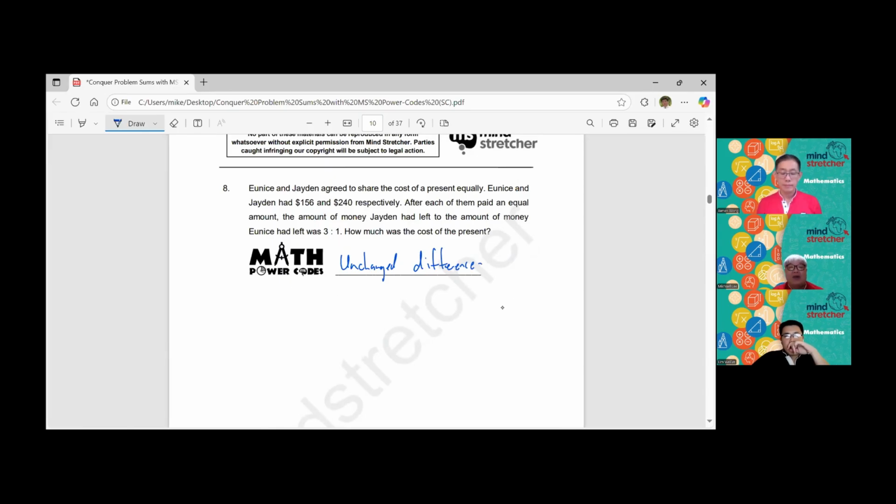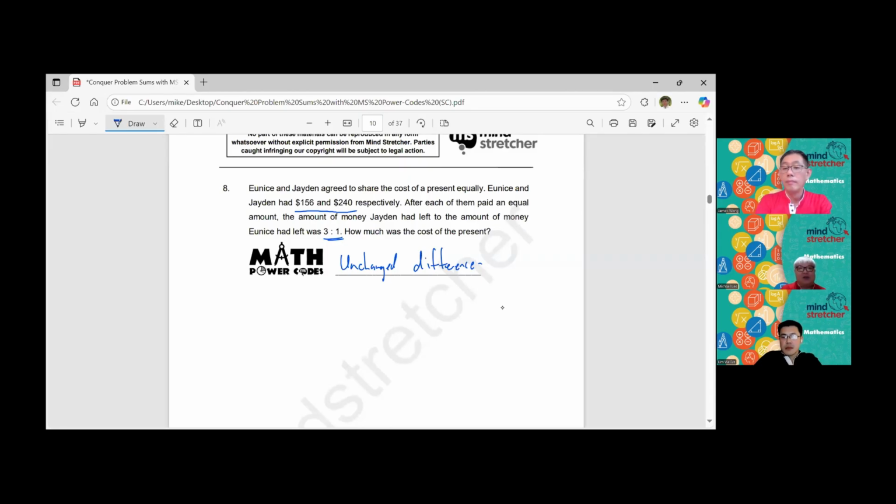Okay, let's look at the question. Eunice and Jaden agree to share the cost of a present equally. Eunice and Jaden had $156 and $240 respectively. After each of them paid an equal amount, the amount of money Jaden had left to the amount of money Eunice had left was 3:1. So how much was the cost of the present?